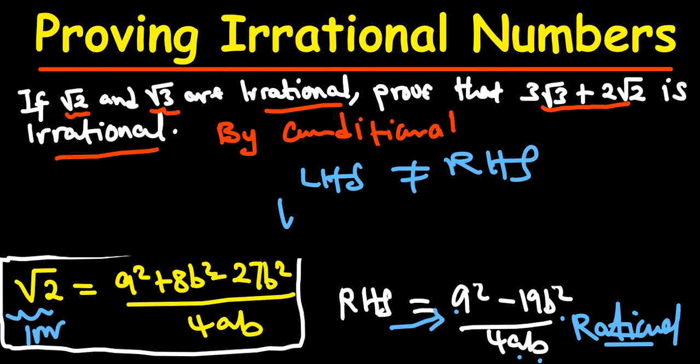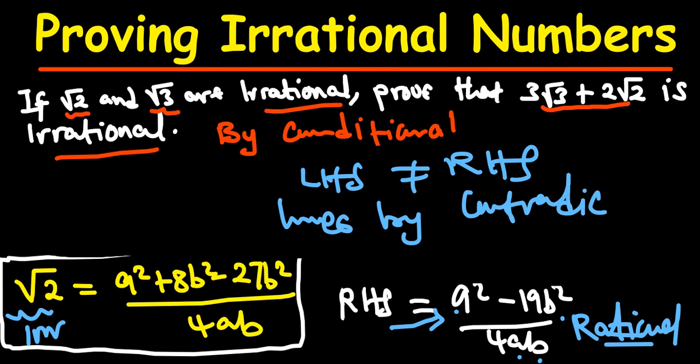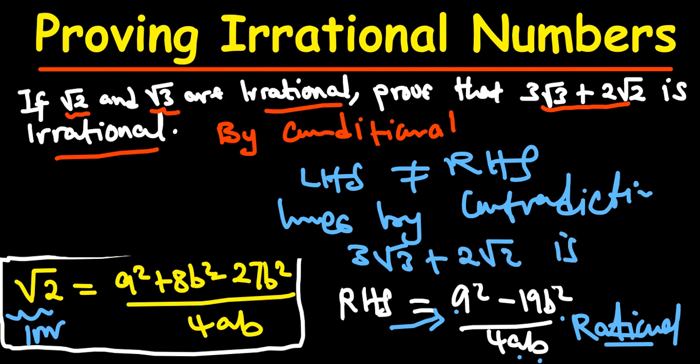Okay, hence by contradiction, 3 root of 3 plus 2 root of 2 is what? Irrational. So we have proved. Okay, so now you know how to prove that this expression here is irrational.